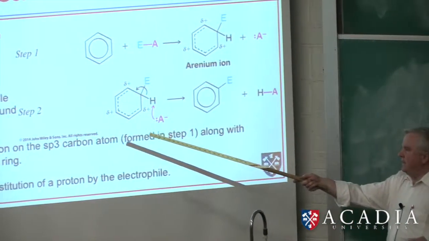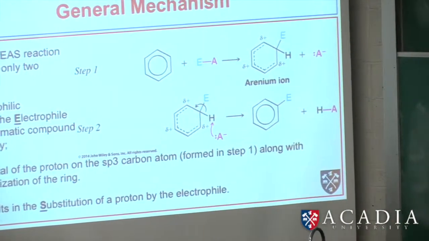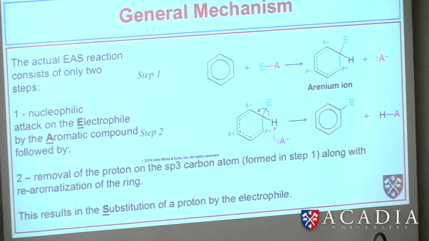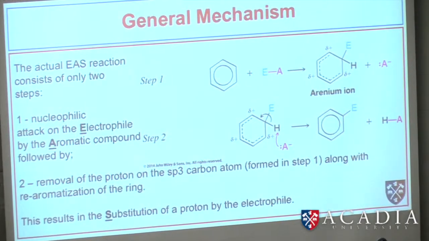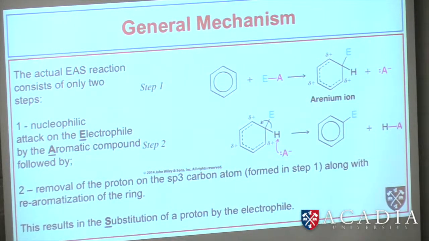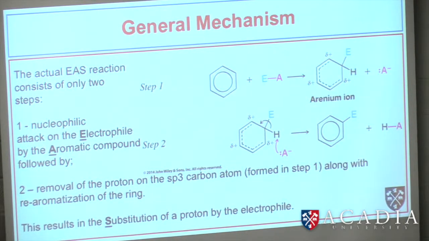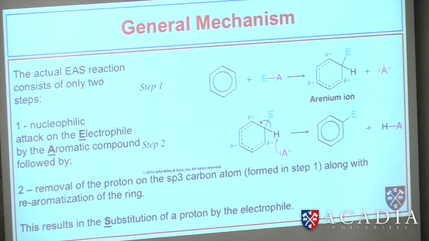So that's why we have EAS, electrophilic aromatic substitution. We're using an electrophile to replace one of the protons on the aromatic ring. So we're substituting a proton for whatever our electrophile is.